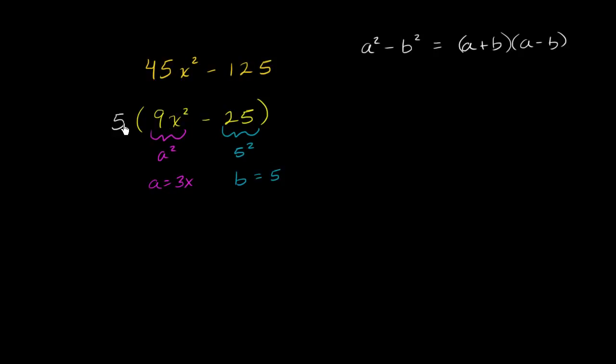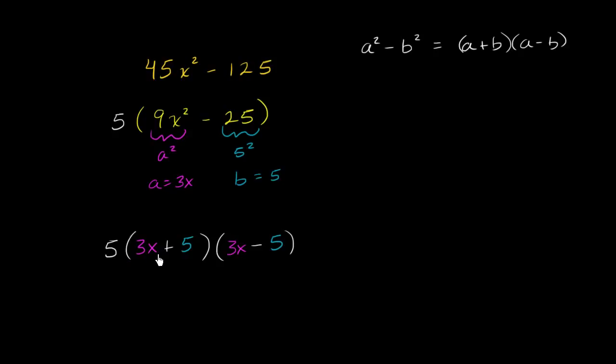We can't forget our 5 out front that we factored out. So it's going to be 5 times a plus b times a minus b. So let me write the b's down: plus b and minus b.